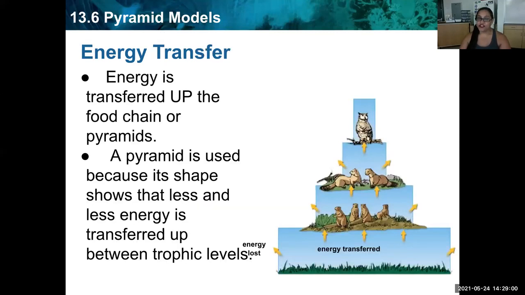Energy transfer. Energy is always transferred up. That's why the arrows are always pointing up. But in this model, a pyramid is used because the shape shows that less and less energy is transferred up between trophic levels.